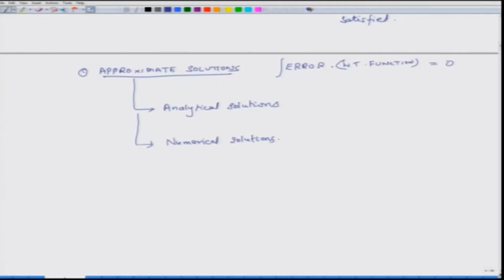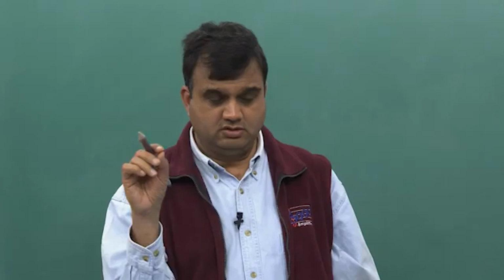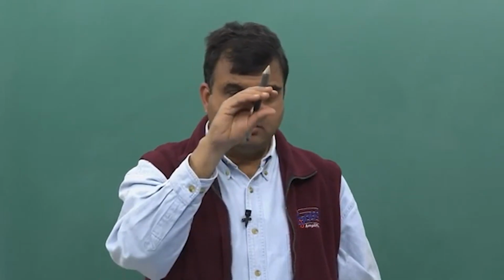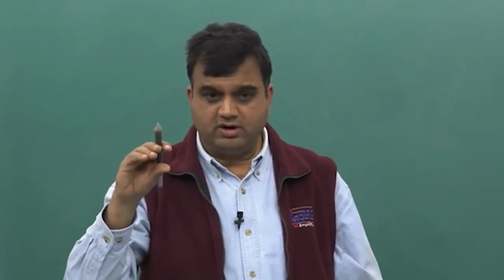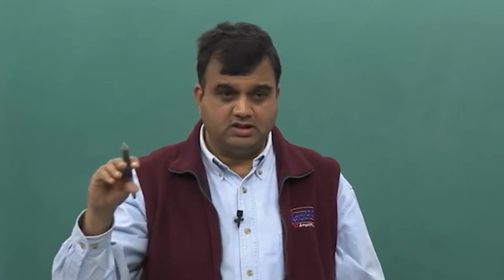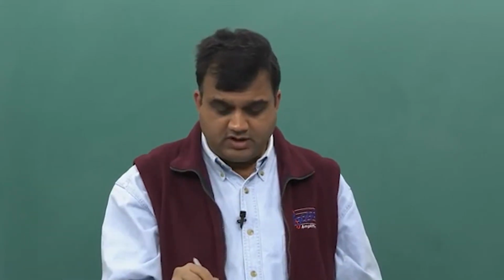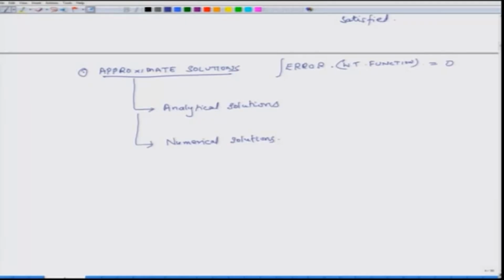So, point by point, the error may not be 0, but may be a little bit high at one point, a little bit low at another point, and if you add up all these errors after weighting, then that is the integral, right? That is the integral.